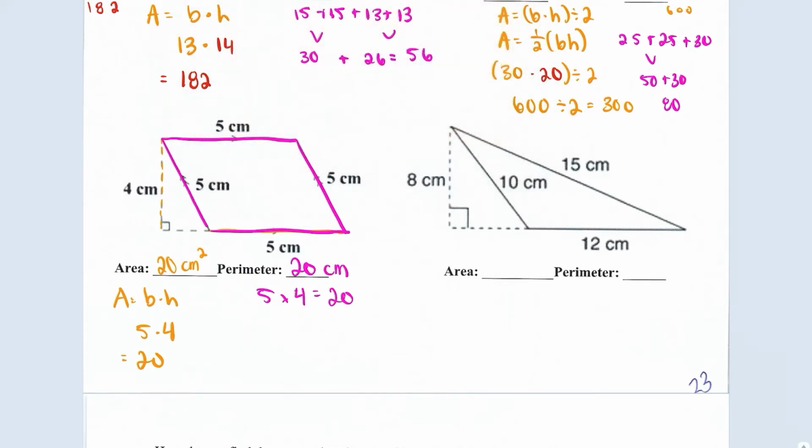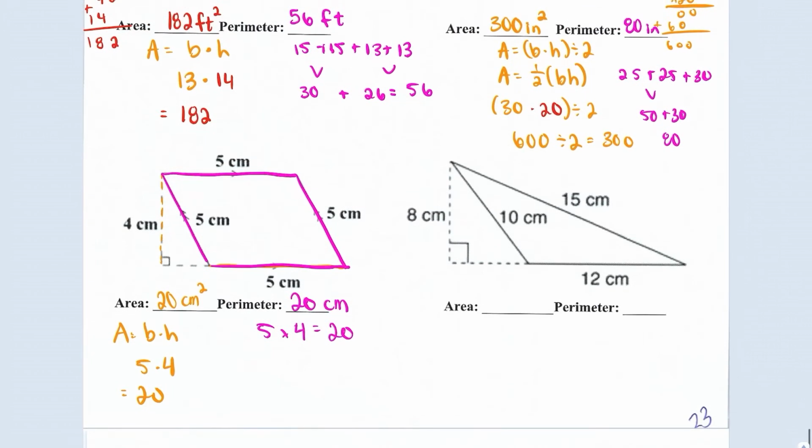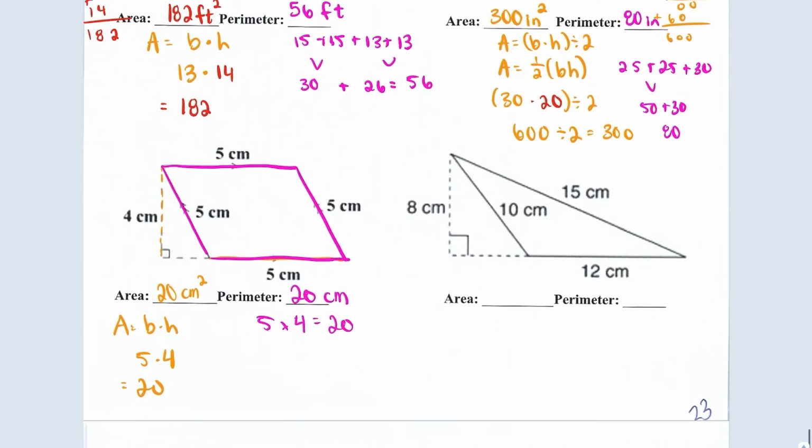Okay, last one. Last one with the areas here. Actually, the rest of this is going to be areas as well. Okay, so we have a triangle here. So the area formula we're going to use is base times height, and we're going to divide it by 2.